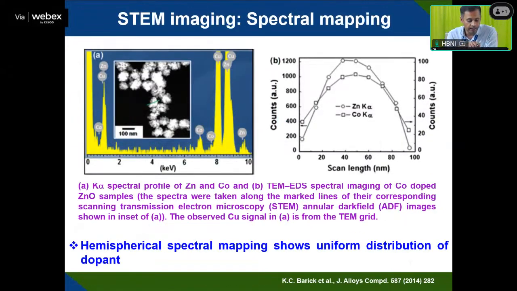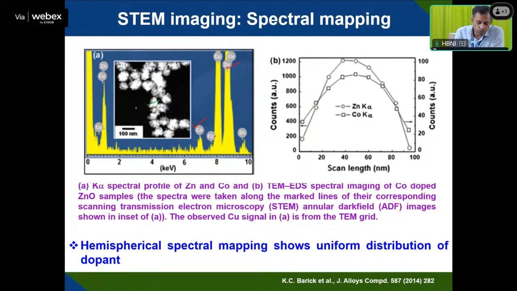This is a STEM image of cobalt-doped zinc oxide. You can see the STEM image, and then by scanning, the spectral mapping shows different elements: copper, zinc, and cobalt. The copper is mainly due to the copper substrate you use, the copper grids, and the cobalt and zinc you are getting from this sample.